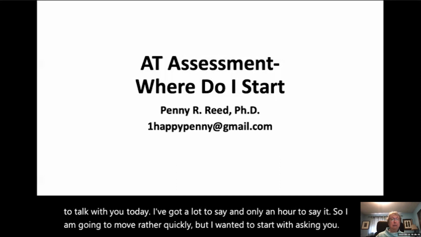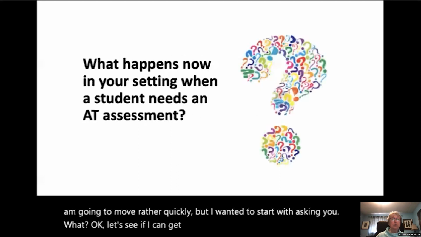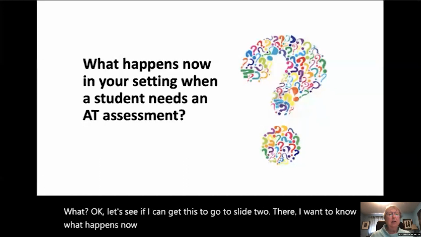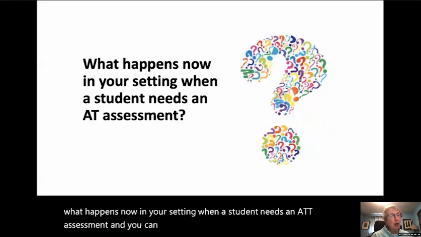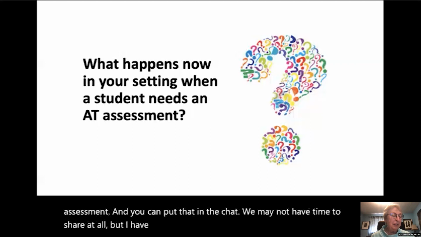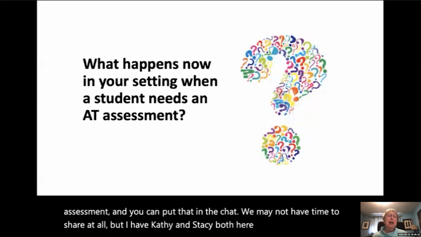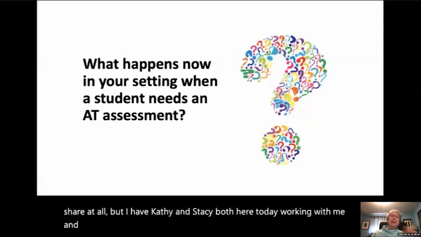Let's see if I can get this to go to slide 2. There it is. I want to know what happens now in your setting when a student needs an AT assessment. And you can put that in the chat. We may not have time to share it all, but I have Kathy and Stacy both here today working with me, and hopefully we will get some answers.